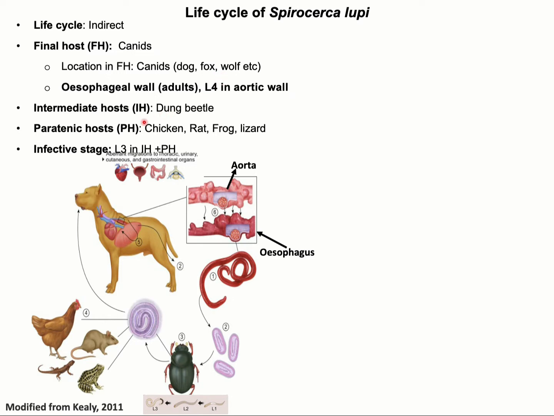The infective stage, that is the L3 stage, will be developed in the dung beetle. If these dung beetles are ingested by any of the parasitic hosts mentioned here, L3 stages will be encysted in them. Then this parasitic host will act as the source of infection for the different final hosts mentioned here.